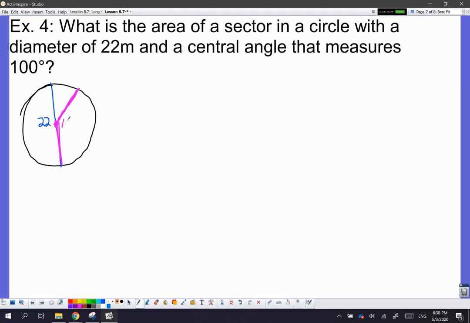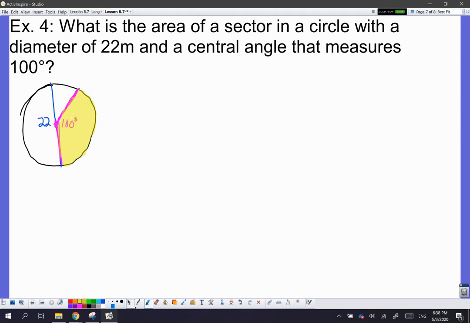And we know this is 100 degrees. And so we're looking for the area of the sector, and I'm going to highlight it in yellow, the sector of the arc that measures 100 degrees. So we're looking for this sector, the area of this sector.